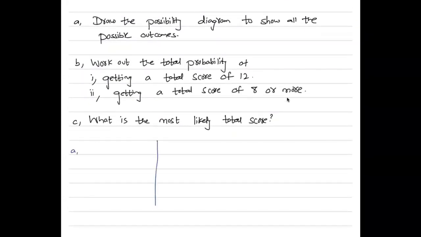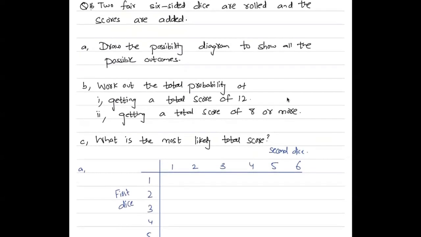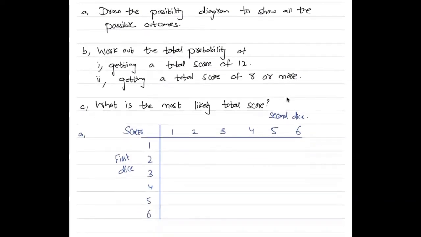We are dealing with two dice. Each die will have an outcome from 1 to 6. 1, 2, 3, 4, 5, 6. Okay. Let's say this is the first die, and this is the second die. Now we are calculating the scores. The score is calculated by adding the two numbers. Okay, and the scores are added.